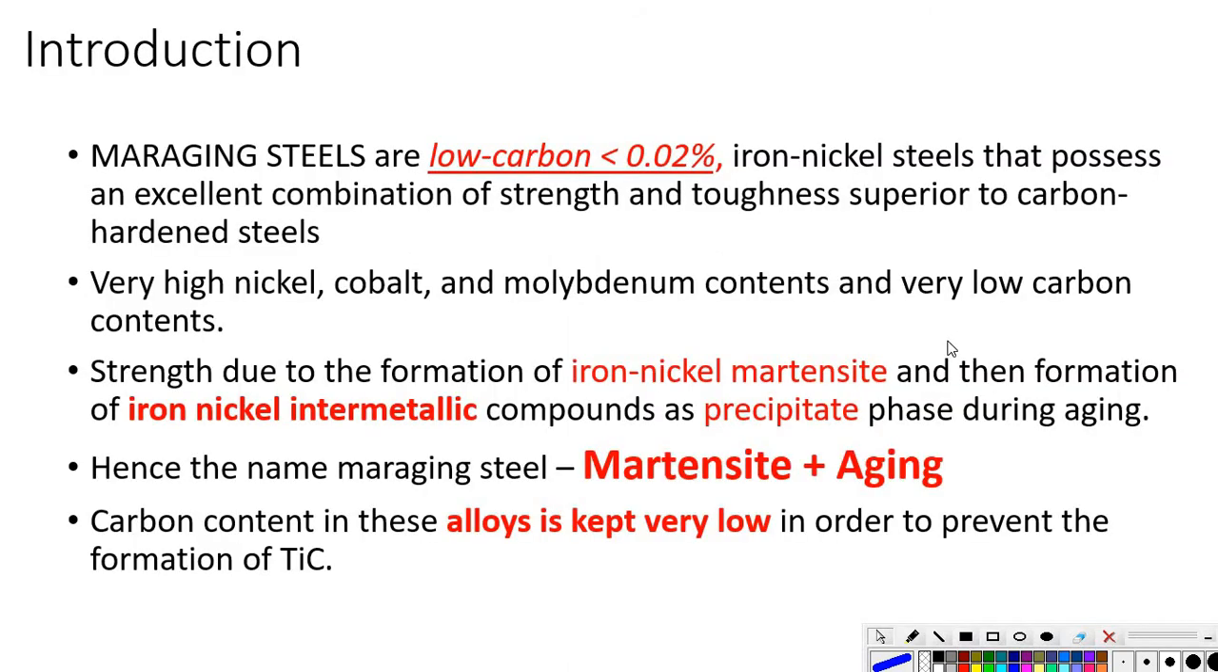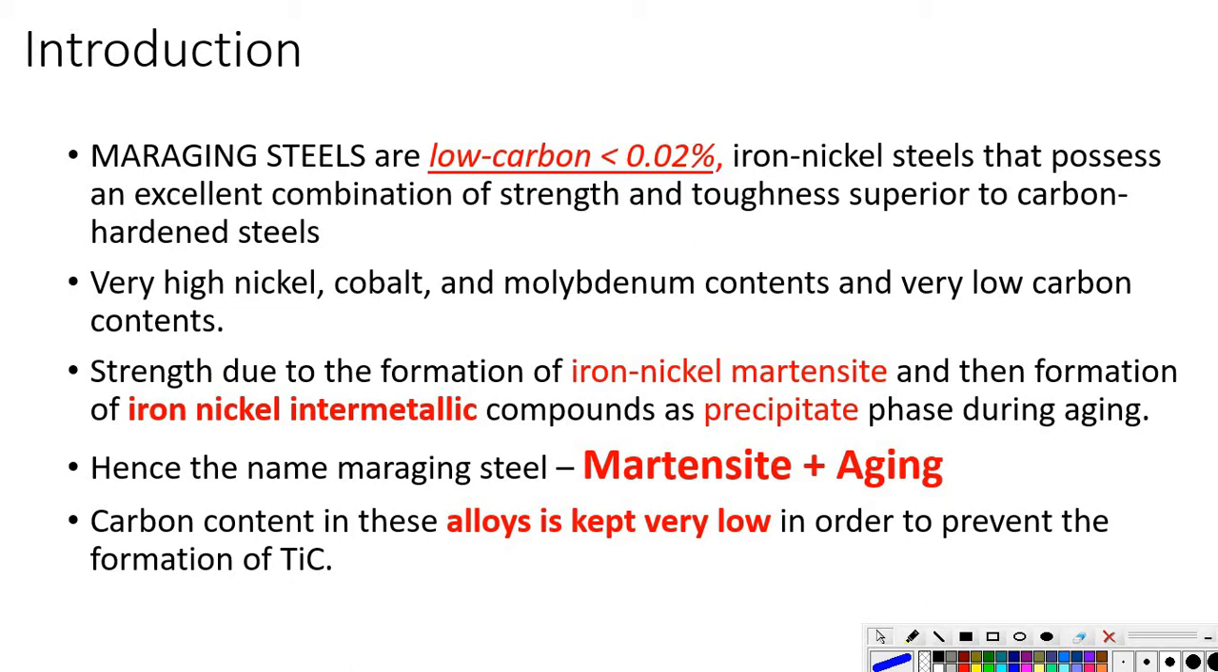From the name itself, this is a steel. So we know what a steel is. Steel is an alloy of iron and carbon. But compared to ordinary steel, low carbon, mild steel or high carbon steel, the percentage varies between 0.2 to 2 percent. But here in this Maraging steel, the main characteristic is that it has a very low percentage of carbon. That is very important.